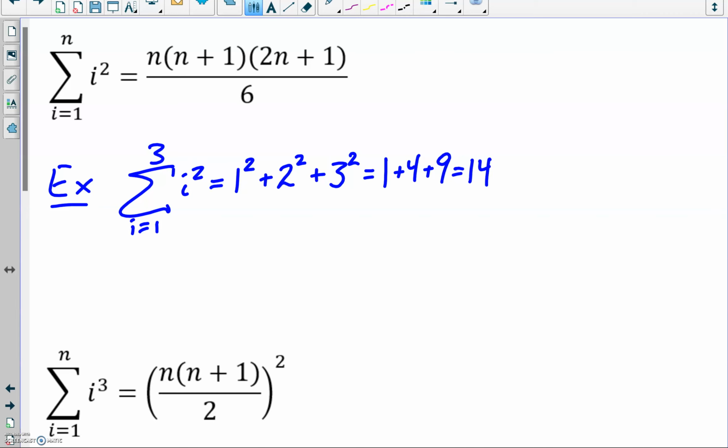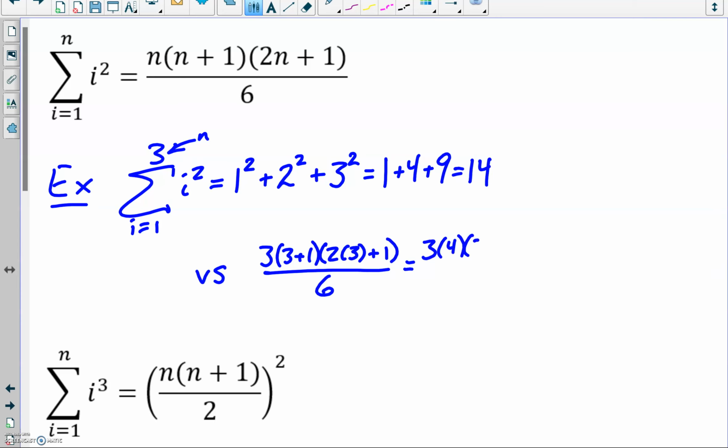That's nice, but let's see what this is in the closed form. So n is 3 here. So we're going to have 3 times quantity 3 plus 1 times quantity 2 times 3 plus 1, all over 6. And you're going to get here 3 times 4 times 7 all over 6. And if you reduce that down, you get 14.